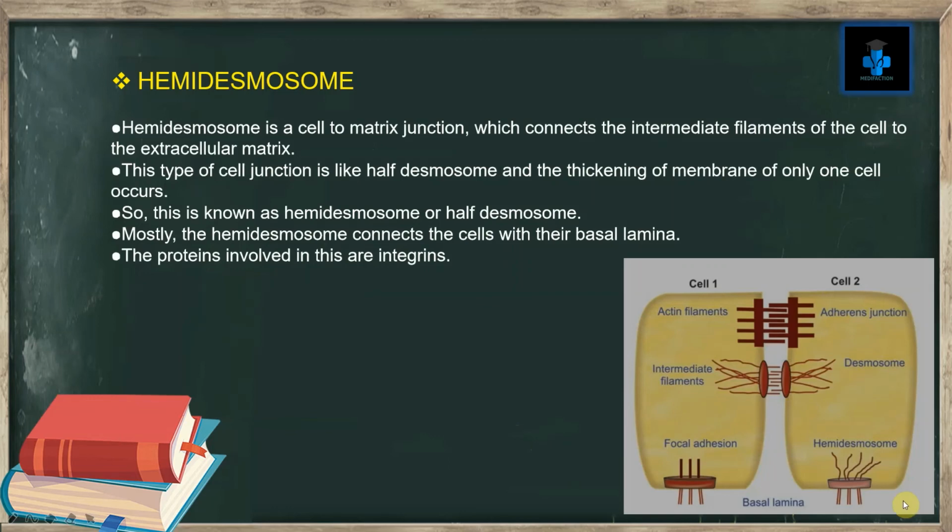Next is hemidesmosome. Hemidesmosome is a cell-to-matrix junction which connects the intermediate filaments of the cell to the extracellular matrix. This type of cell junction is like half a desmosome, and the thickening of the membrane of only one cell occurs here. So this is known as hemidesmosome or half desmosome. Mostly the hemidesmosome connects the cells with their basal lamina. The proteins involved in this are integrins.